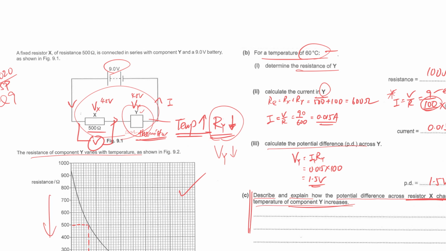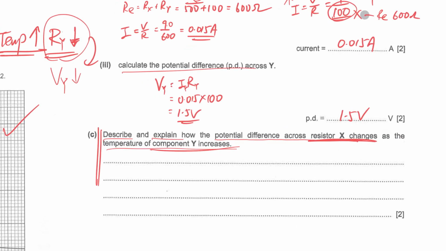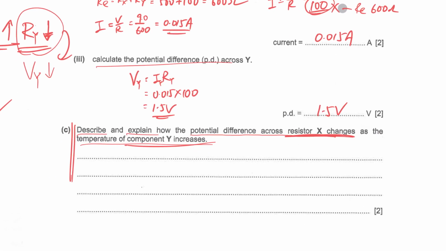So what should you do? Basically, there are a lot of missing links, so it doesn't make your explanation complete. So we will start from what is given in the question: as temperature of Y increases, the resistance of Y will decrease. I'm writing in short form, so please write in full. Before you talk about current, you must talk about the total effective resistance. Because it's the sum of X and Y, it will therefore decrease.